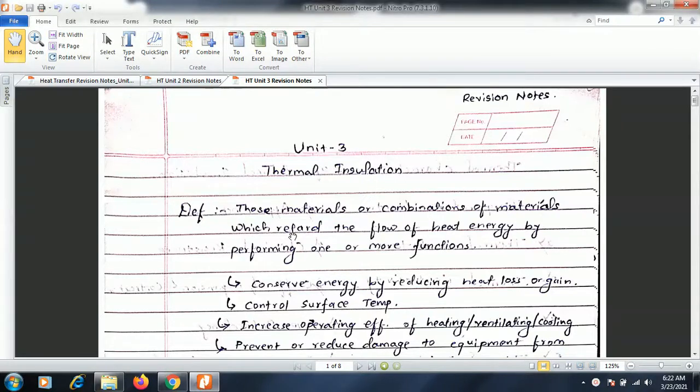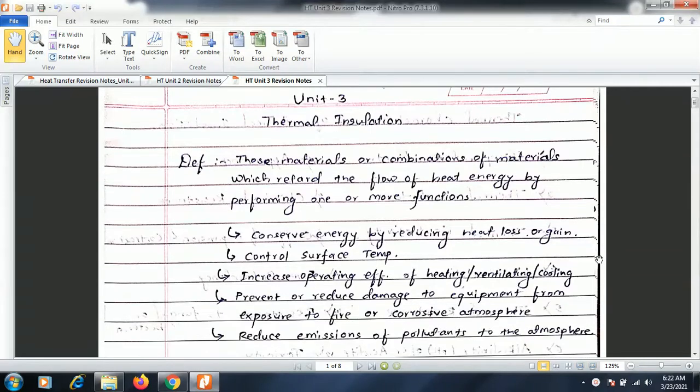Hello everyone, in this video you are going to see the revision notes of unit number 3, thermal insulation. So what do you mean by thermal insulation? These are those materials or a combination of materials which retard the heat flow by performing one or more operations.